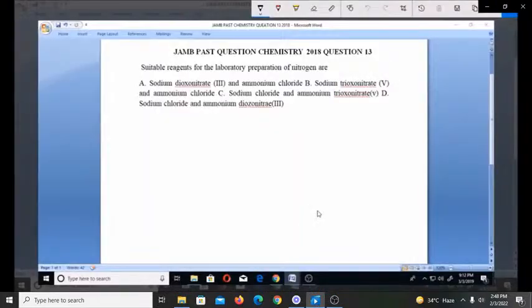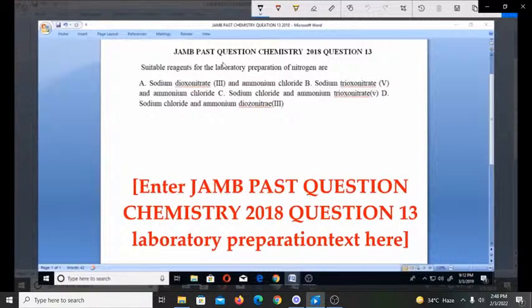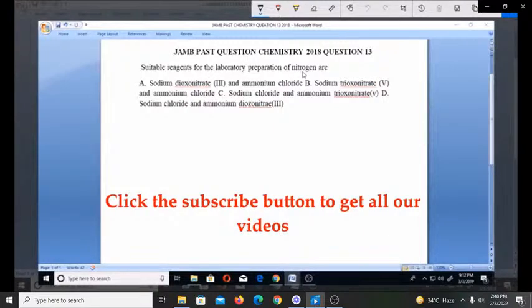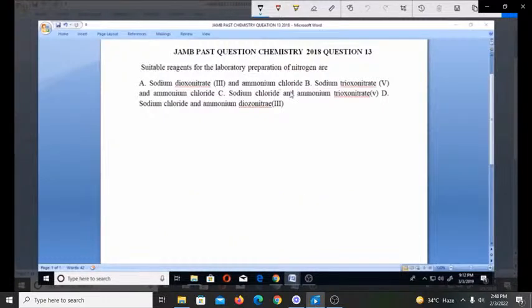Yes, let's look at question number 13 for JAMB Past Question Chemistry 2018. Suitable reagents for the laboratory preparation of nitrogen are: A. Sodium dioxonitrate 3 and ammonium chloride, B. Sodium trioxonitrate 5 and ammonium chloride, C. Sodium chloride and ammonium trioxonitrate 5, D. Sodium chloride and ammonium dioxonitrate 3. So what is the correct answer?